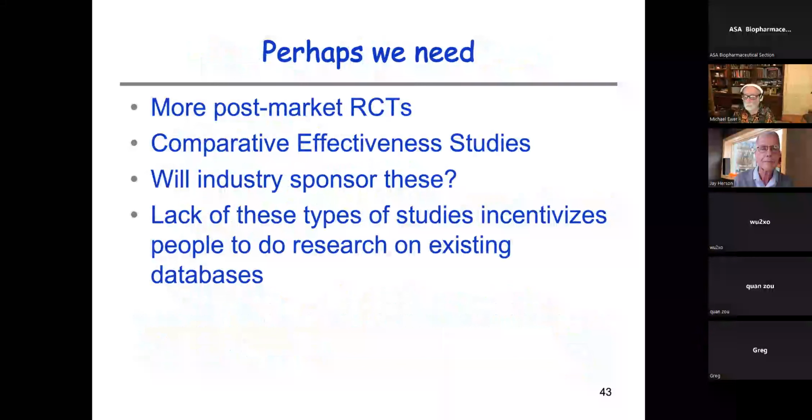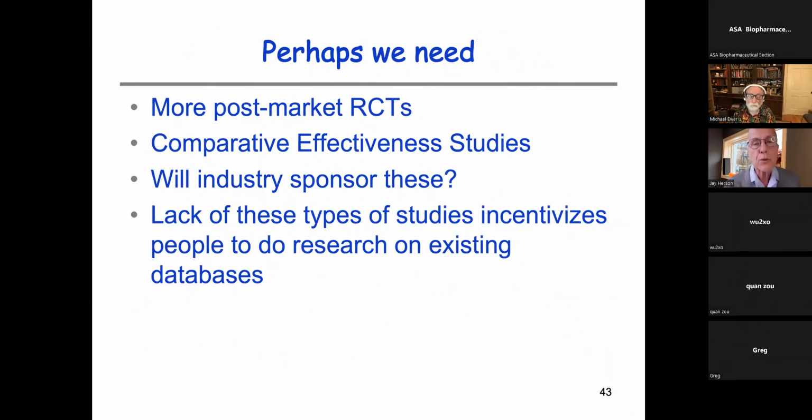Back to you, Jay. Sure. Now, perhaps what we need are more post-market RCTs, and comparative effectiveness studies are becoming very important these days, especially being demanded by Rosario, please mute.